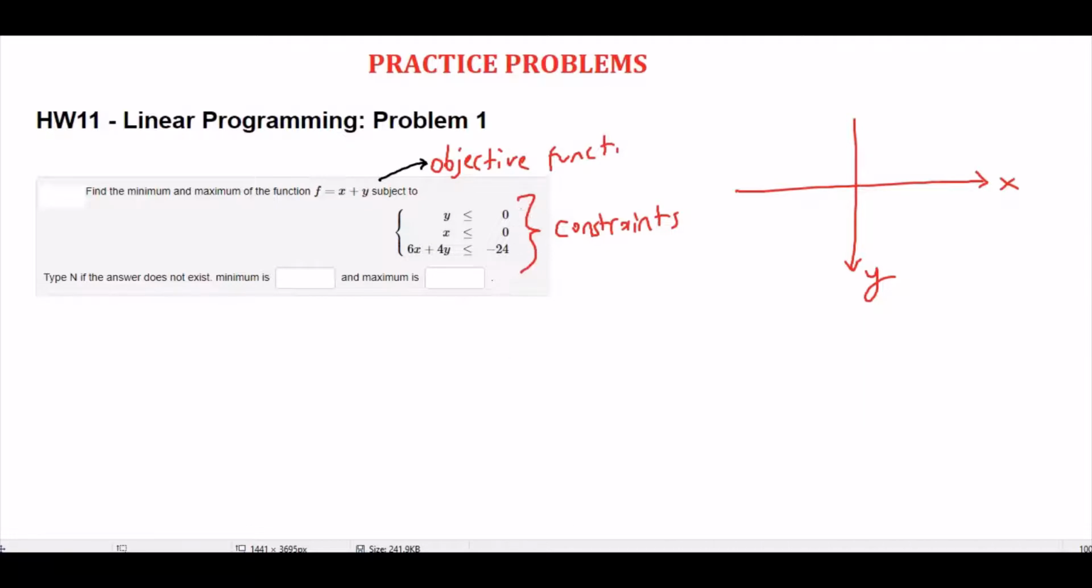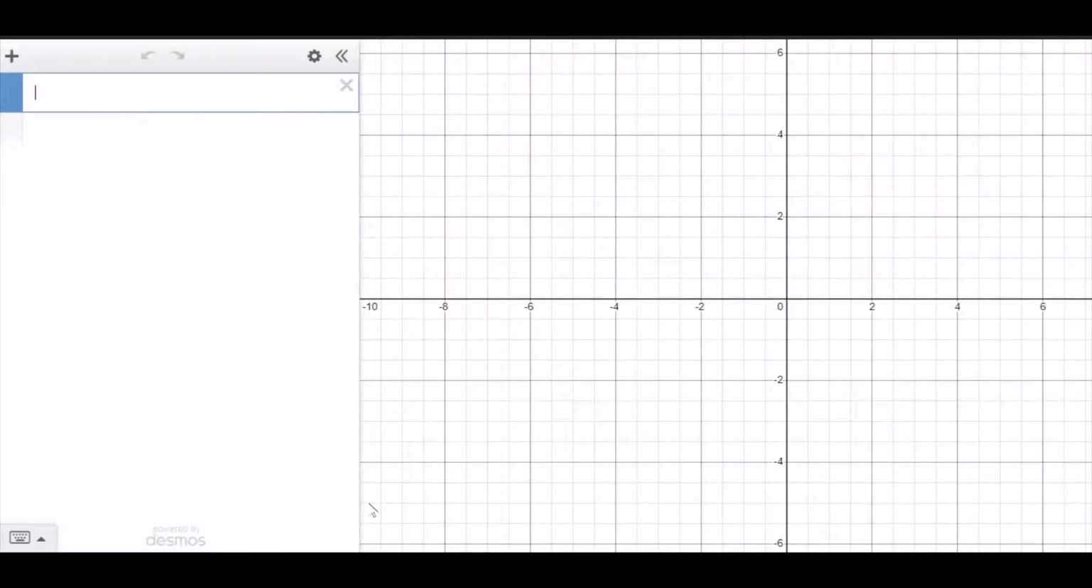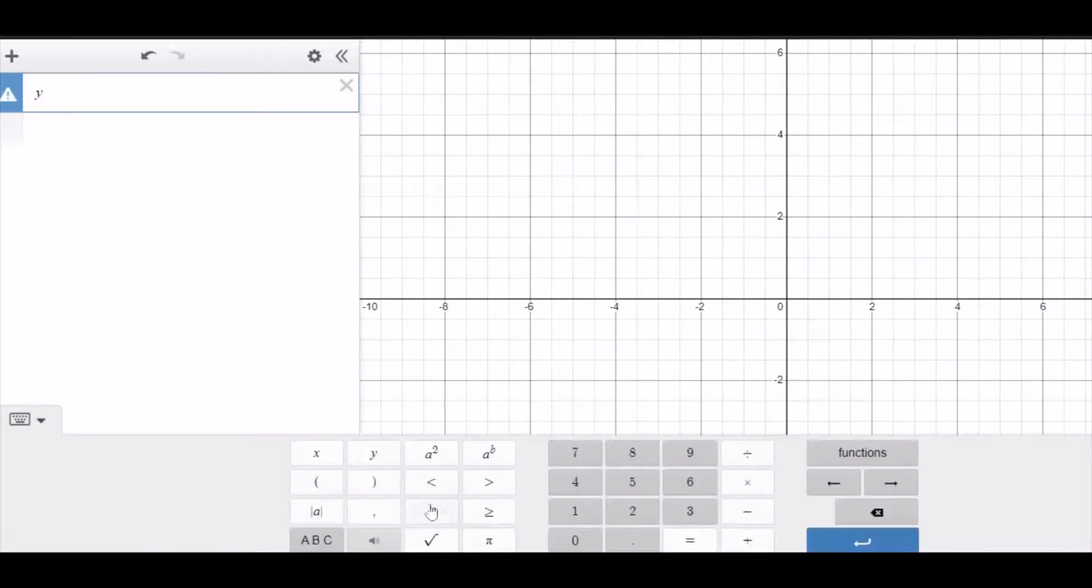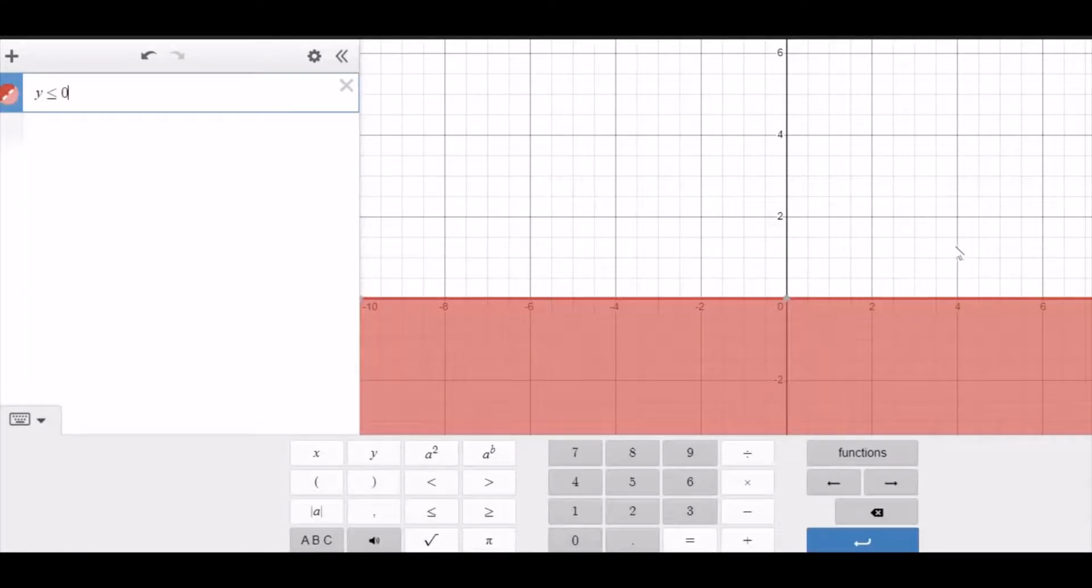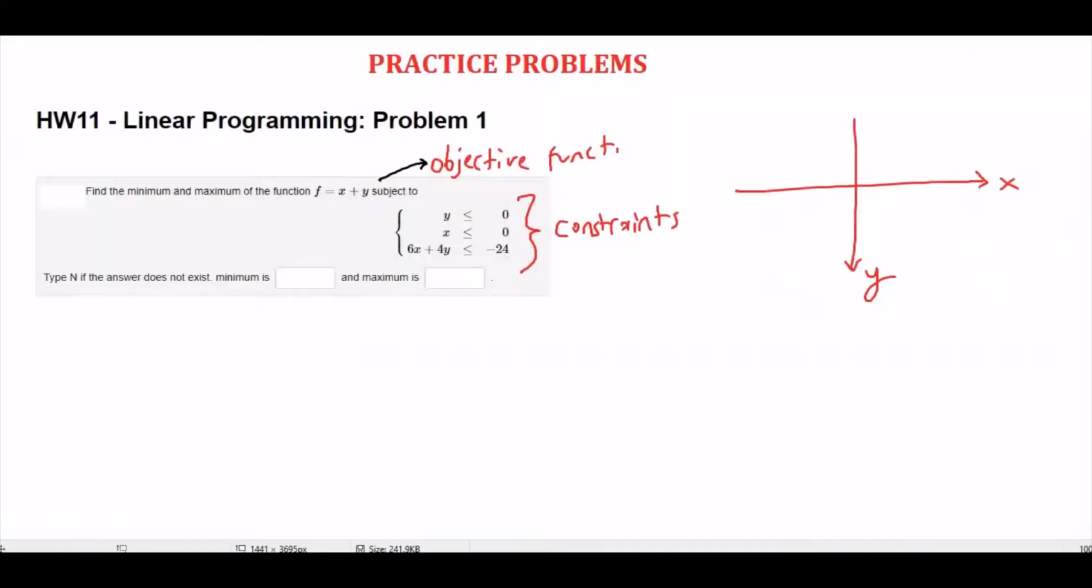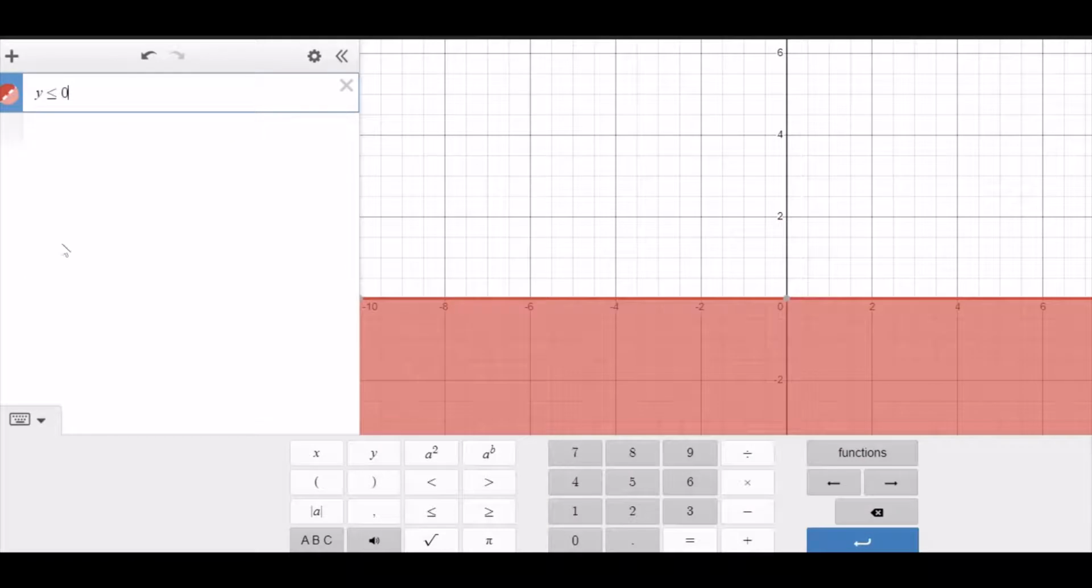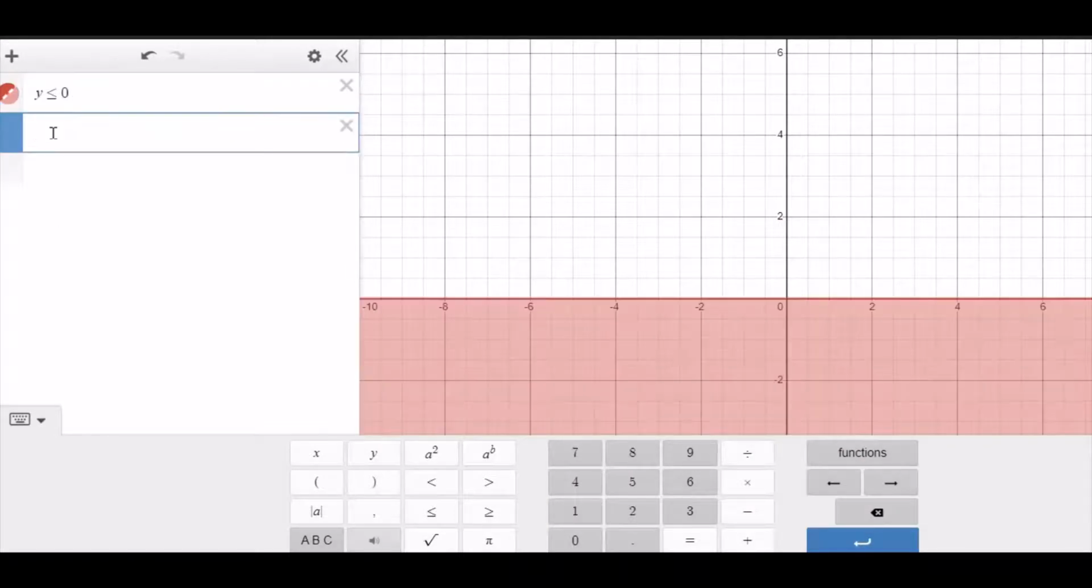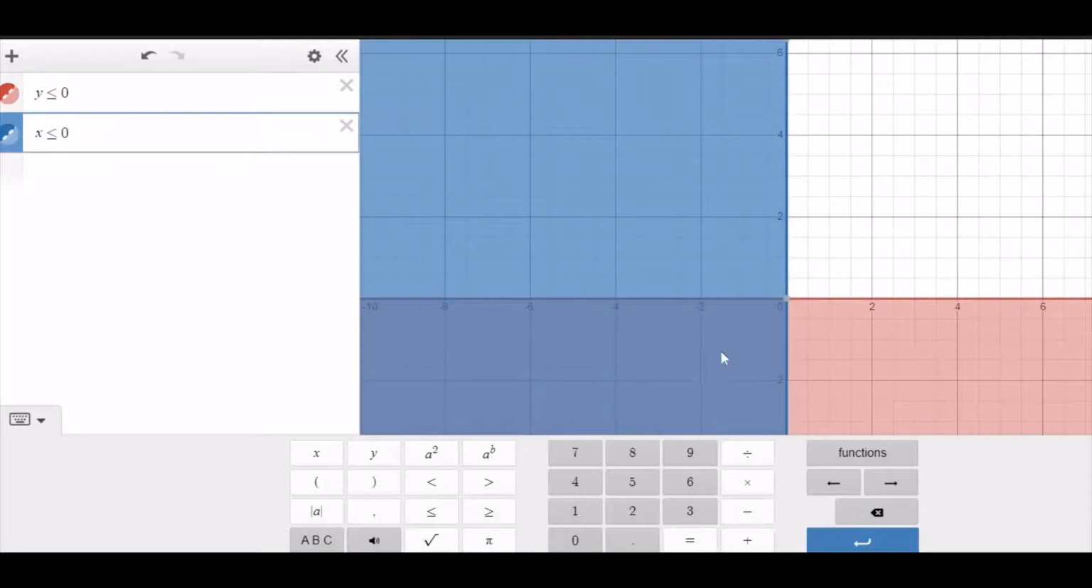So y is less than or equal to 0. So this part of the xy plane is shaded. And x is less than or equal to 0. So let's graph that as well. x is less than or equal to 0. So now quadrant 3 is our intersection.